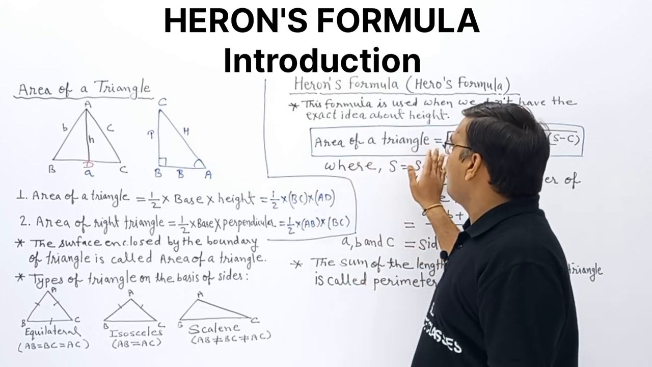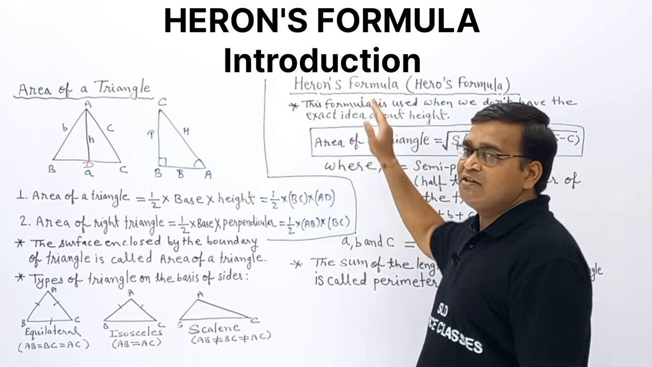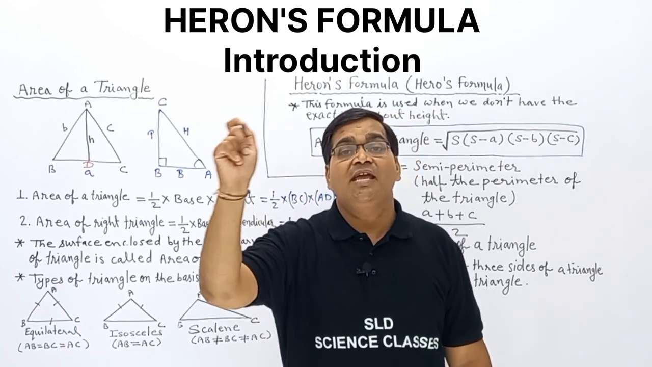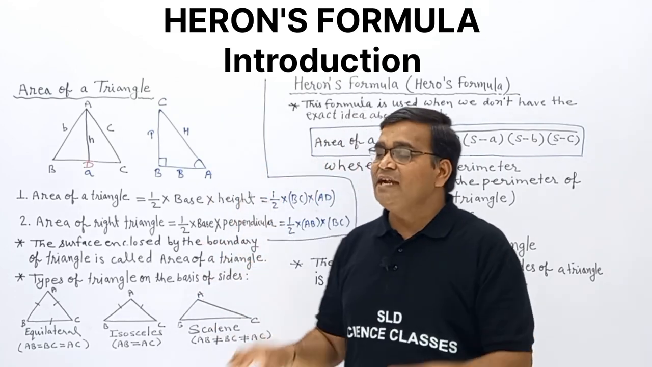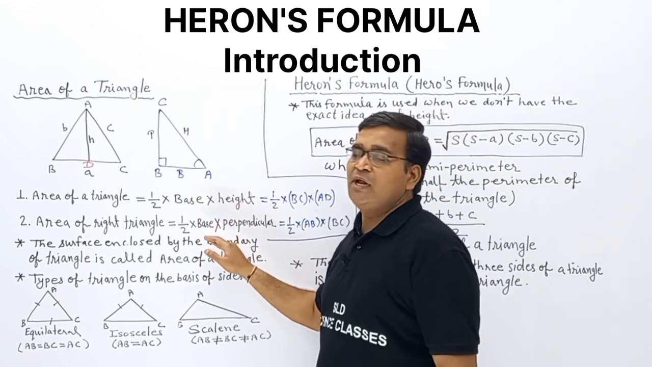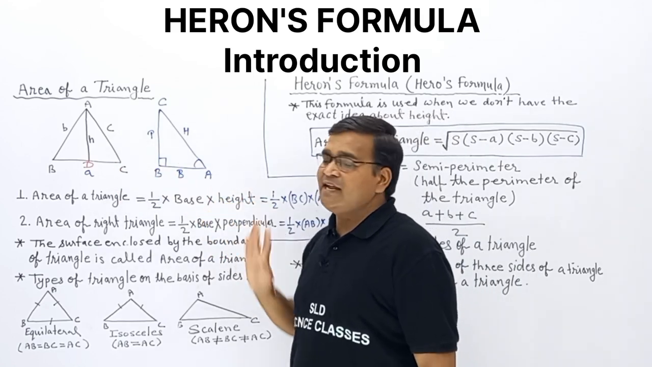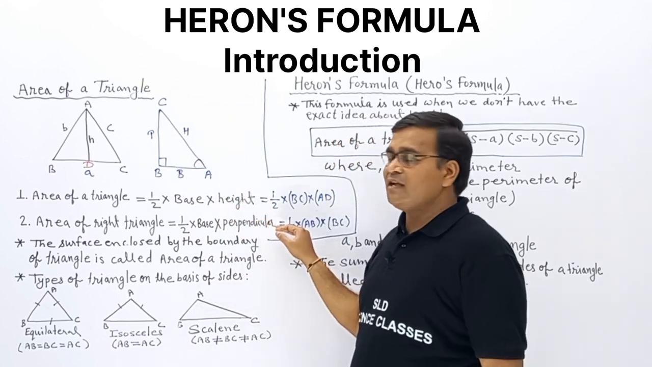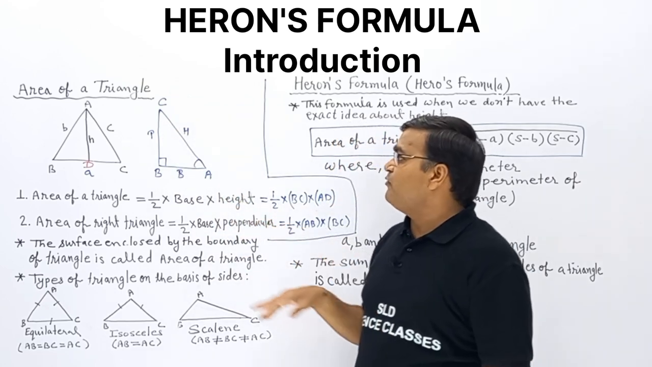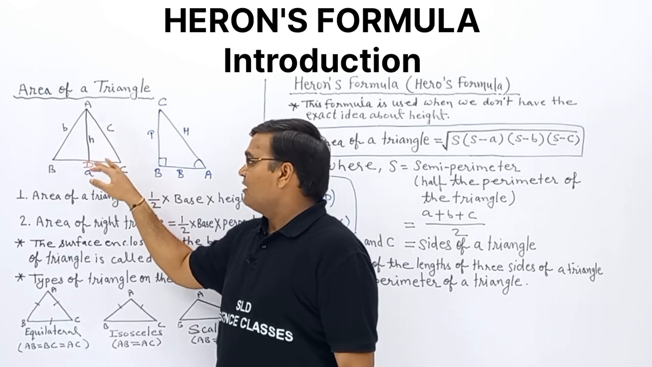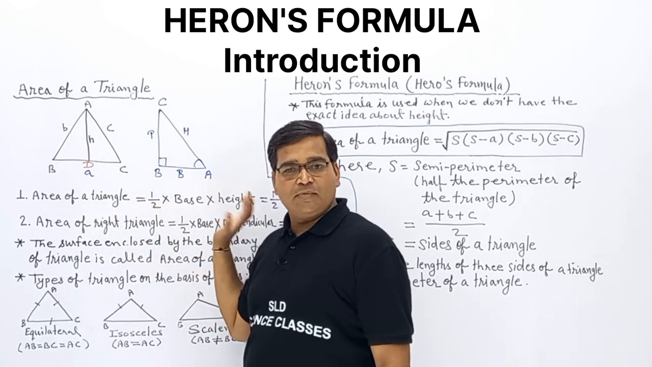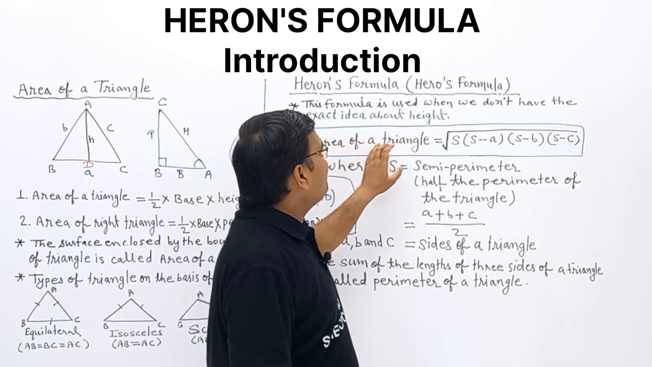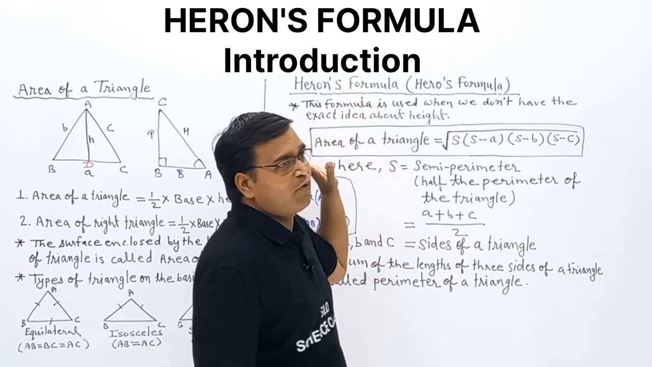And this is the formula for the area of a triangle. This formula is used for finding the area of a triangle. We already studied two formulas for the area of a triangle. If we are having a right triangle, this one will be the area of the triangle. If we are having height, then we can find the area from this formula. Then next one is the area of a triangle by using Heron's formula.